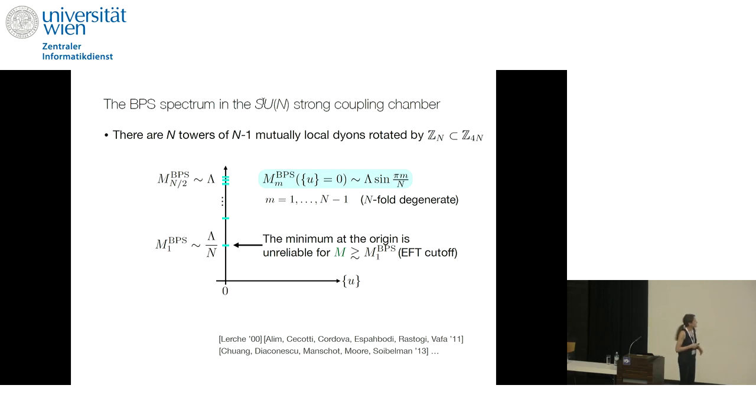And at the origin, their masses follow a sine law. So the lightest of these stable BPS states have a mass of order the strong coupling scale over N, and the heaviest have a mass of order the strong coupling scale. So this first BPS level constitutes the cutoff of our EFT, after which we've stopped including all of the relevant physics, and so our description is no longer reliable.